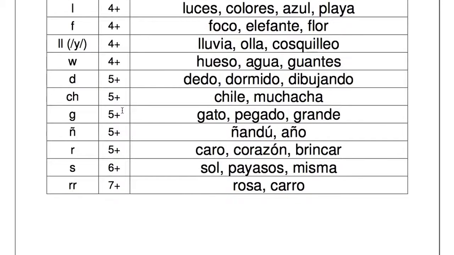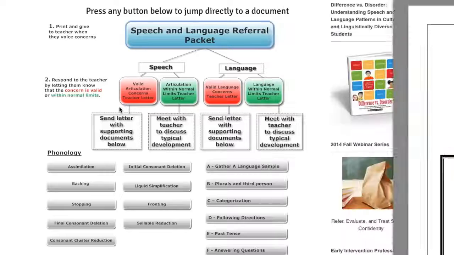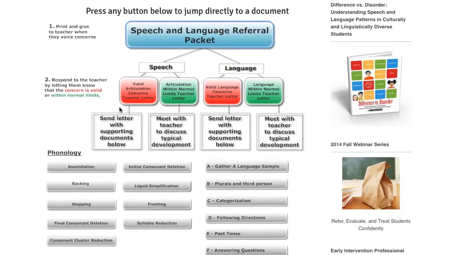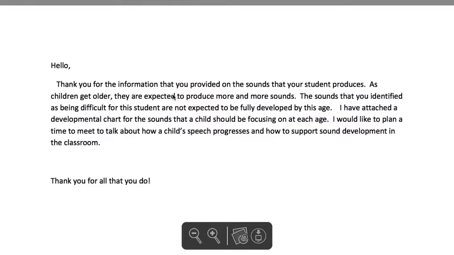If a teacher says that they can't say S, for instance, we're going to come back out to this map. And the first thing we're going to do is click on one of these teacher letters. If you're not concerned, let's say it's a 3-year-old that can't say TH, you click on the green button. And it just says, I see your concerns, I notice that sound. Here are 2 forms that show the developmental expectation norms, and we'll check back in on this guy later.